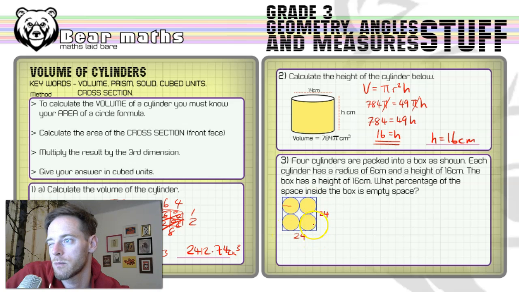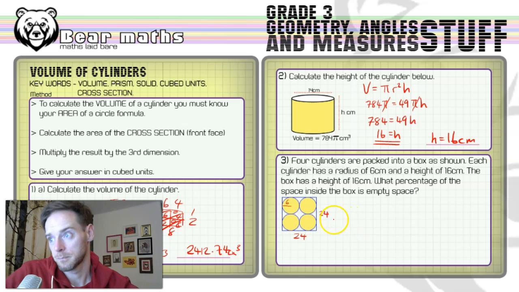Right, straight away that's something you should be recognizing. And then that's 6. It's got a height of 16, so we're looking at this as a plan view, right? So we can't really draw the 16 centimeters on there, just have to remember that. The box has a height of 16 centimeters as well. So what percentage of the space inside the box is empty space? This is a lovely question. So we're looking for the empty space that's here, the white bits inside the blue, and then the yellows, the cylinders that are packed in there.